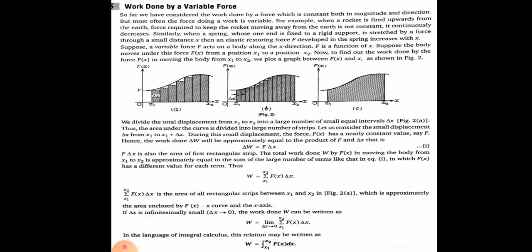Therefore, work done by variable force is given by the integration of F dx. If you are finding work between limits x1 and x2, where x1 is the initial displacement and x2 is the final displacement, then W is equal to the definite integral with limits x1 and x2 of F dx. So this final equation is the general equation for work done. This equation can be used in all conditions, whether force is constant or variable.